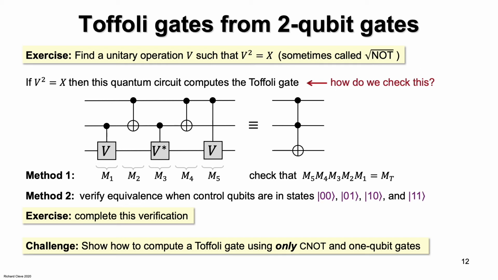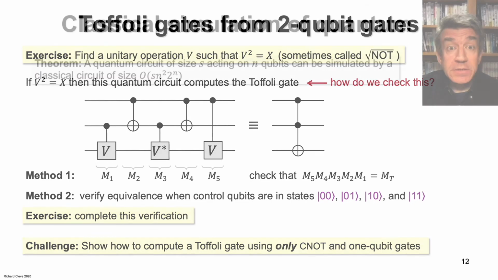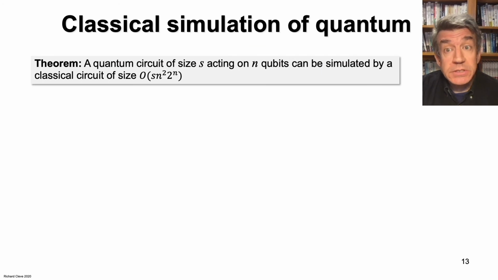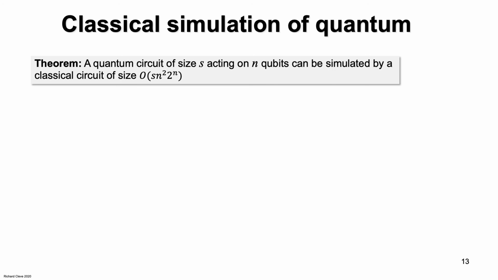So we've seen that quantum circuits can simulate classical circuits. Can classical circuits simulate quantum circuits? The answer is yes, but the only constructions currently known have exponential overhead. A quantum circuit of size S, acting on n qubits, can be simulated by a classical circuit of size order S n squared 2 to the n. So the simulation is not efficient. It requires exponential classical computing resources.